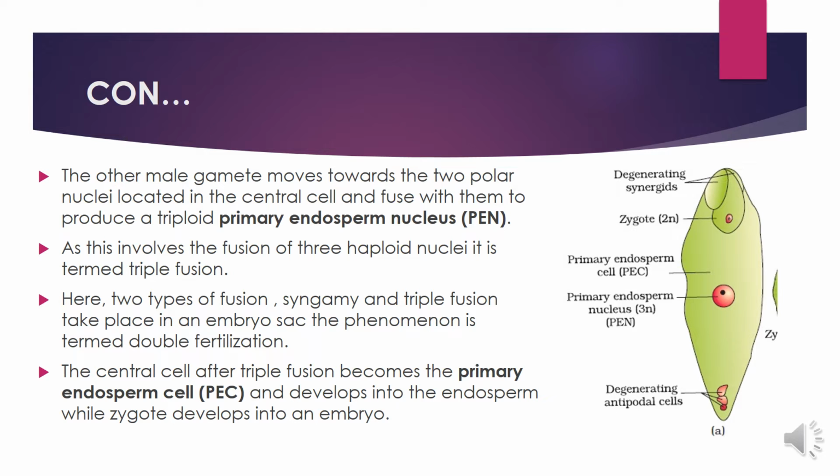Here, two types of fusion, syngamy and triple fusion, take place in an embryo sac. The phenomenon is termed as double fertilization. The central cell after triple fusion becomes the primary endosperm cell and develops into the endosperm, while the zygote develops into an embryo.